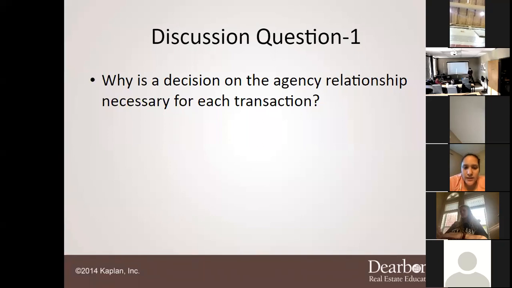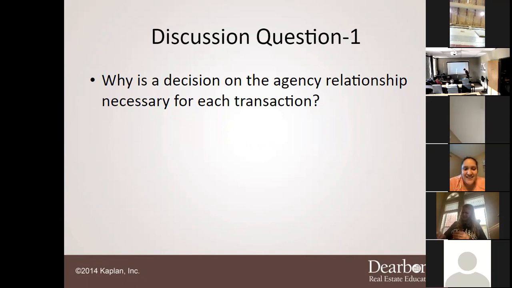Why is a decision on agency relationship necessary for each transaction? I feel like this one's very simple, but for some reason it's so simple that I just can't think of the answer. Yeah, I've been there before.